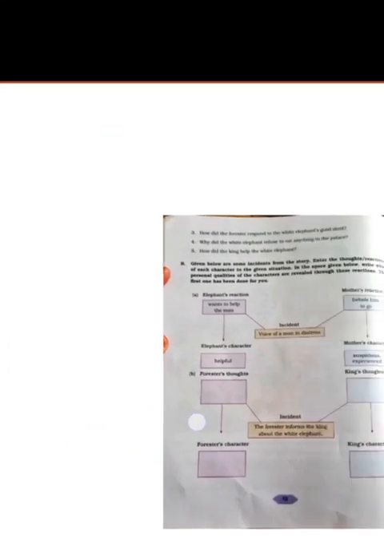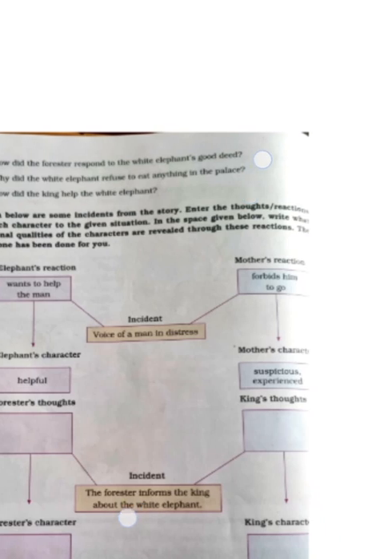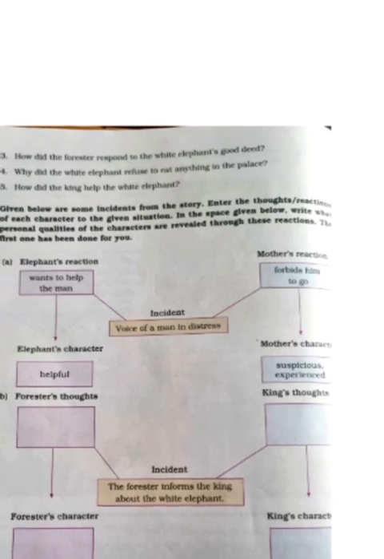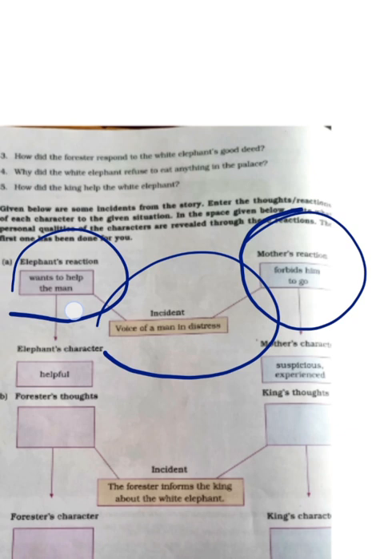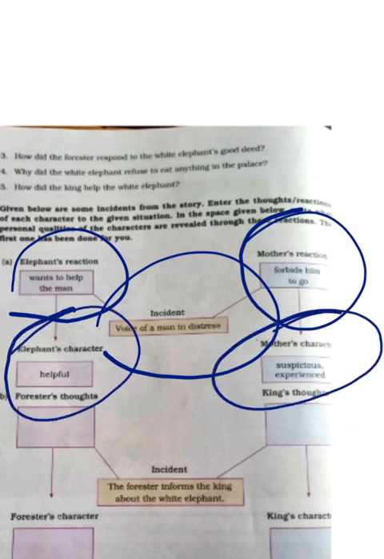Next page also, there is a voice of a man in distress. Elephant's reaction: he wants to help the man. Mother forbids him to go. Elephant's character is helpful and mother is suspicious and experienced.